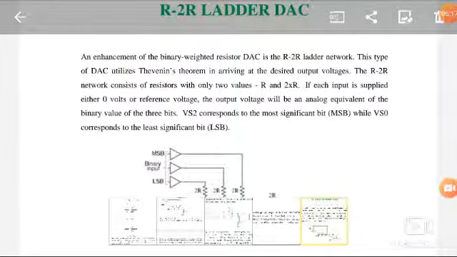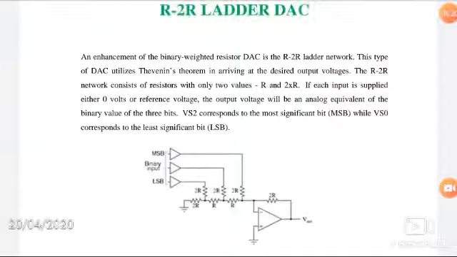Now we are going to discuss the R-2R ladder. An enhancement of the binary weighted resistor DAC is the R-2R ladder network. This type of DAC utilizes Thevenin's theorem in arriving at a desired output voltage. The R-2R network consists of resistors with only two values, R and 2 times R. If each input is supplied either 0 volts or a reference voltage, the output voltage will be an analog equivalent of the binary value of 3 bits. Vs2 corresponds to the most significant bit MSB, while Vs0 corresponds to the least significant bit LSB.